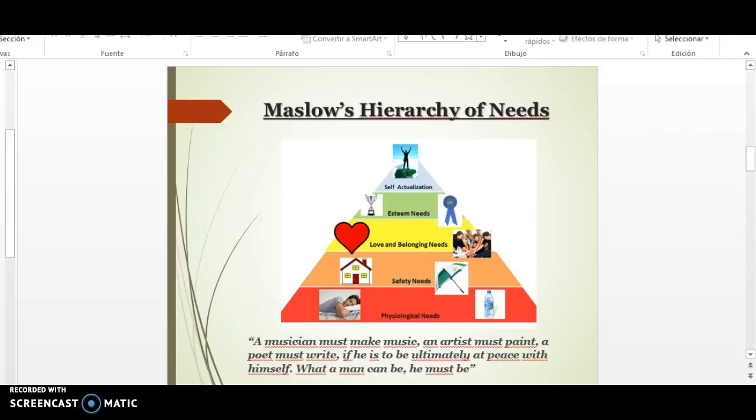This 5-stage model can be divided into deficiency needs and growth needs. The first 4 levels are often referred to as the deficiency needs, what are called D needs, and the top level is known as growth or being needs, what are called B needs. Maslow initially stated that individuals must satisfy lower-level deficit needs before progressing on to meet higher-level growth needs.